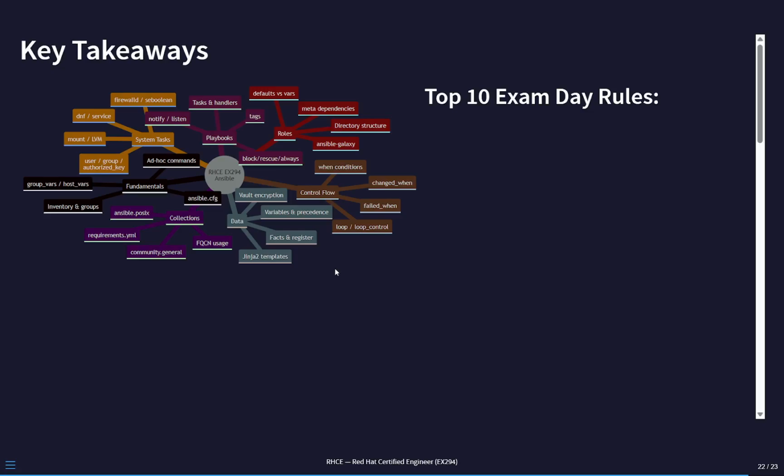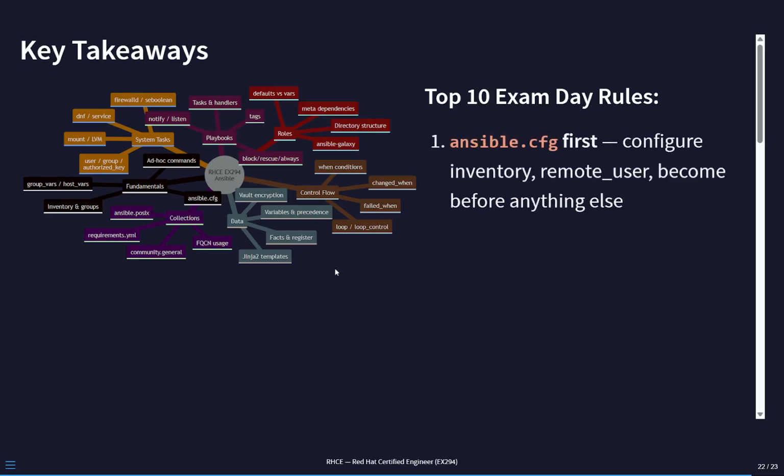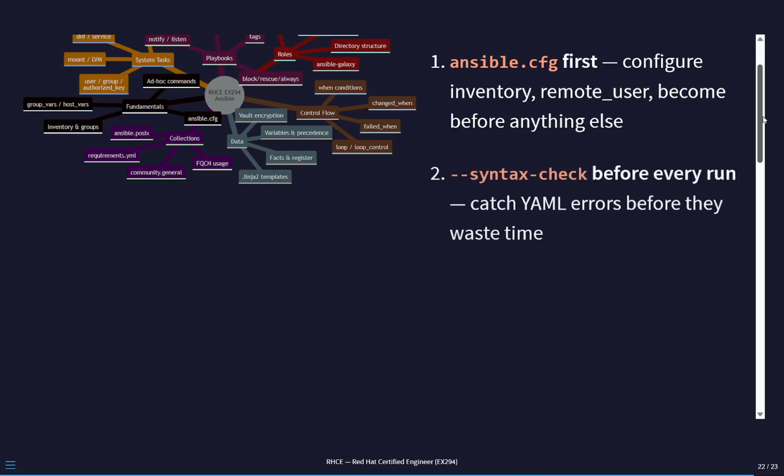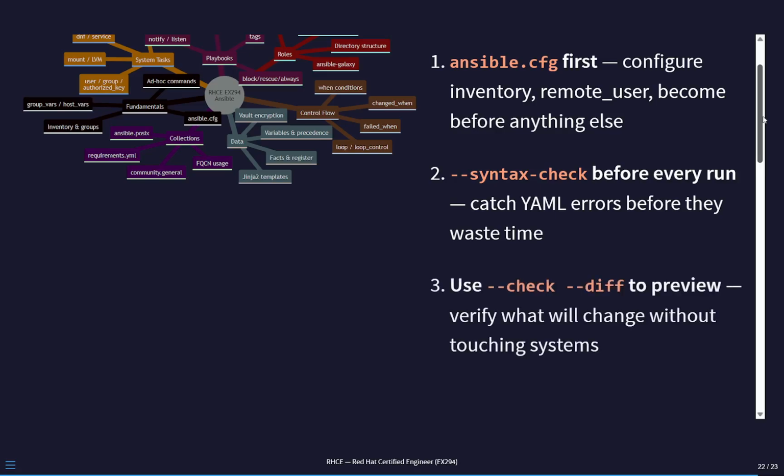Next, 10 rules for exam day. 1. ansible.cfg first. Before writing any playbook, configure inventory, remote_user, become, and vault_password_file. Without a correct ansible.cfg, nothing else works. 2. Syntax check before every run. Free error detection. Always. 3. Check and diff to preview. Verify what will change before you commit.